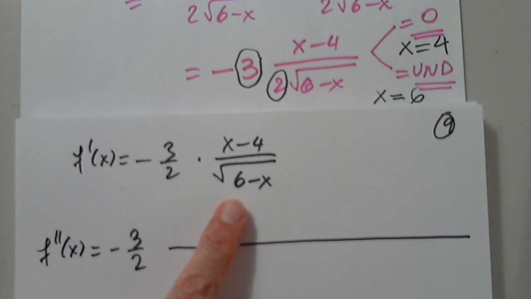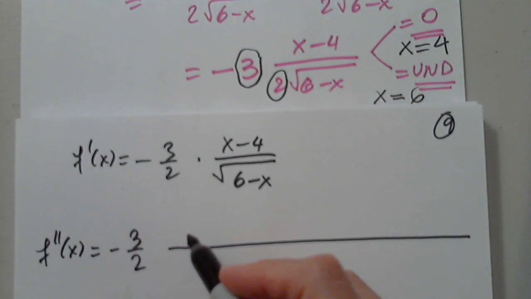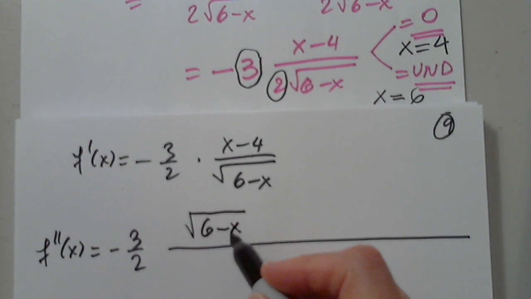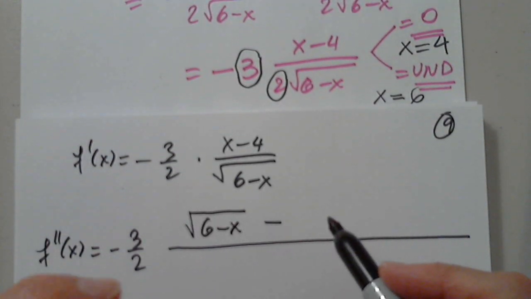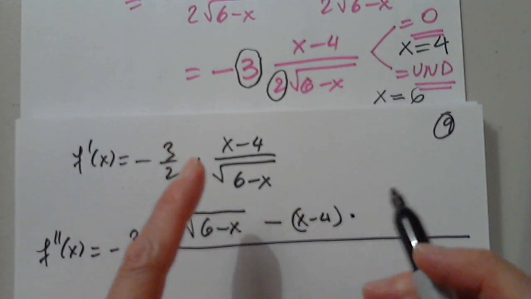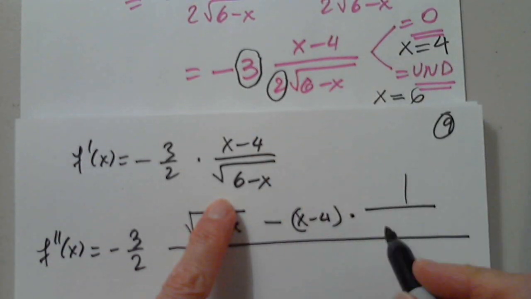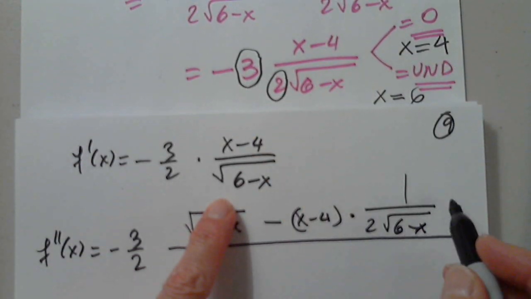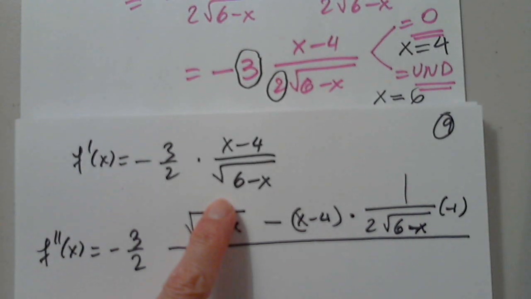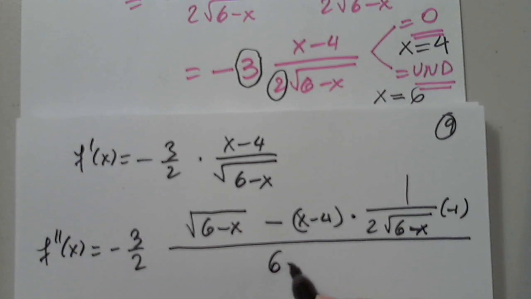And I have to use the quotient rule here. Okay, so let's do that. Top function prime, luckily, is 1 times the denominator minus the top times the denominator prime. A few minutes ago, you already told me this is 1/2 the square root of 6 minus x times -1, divided by the denominator squared.